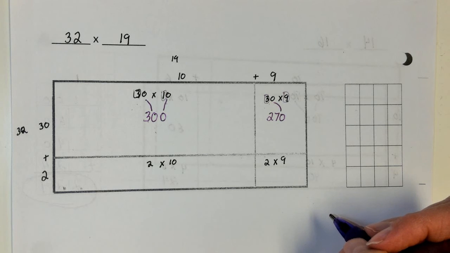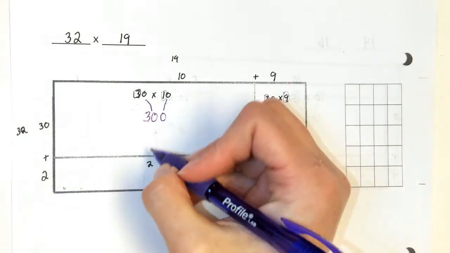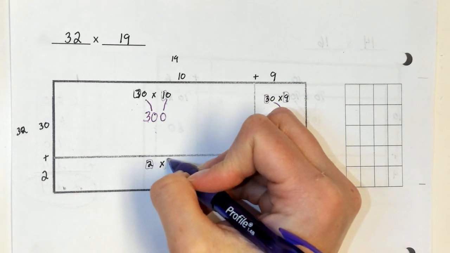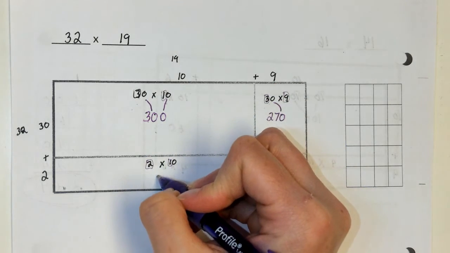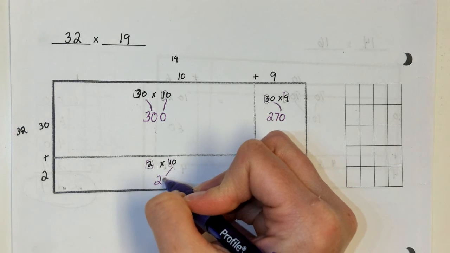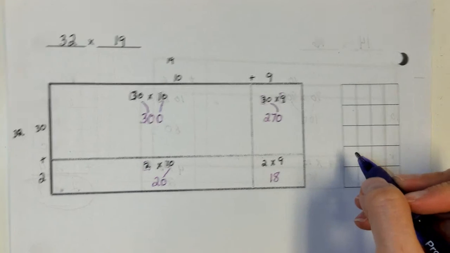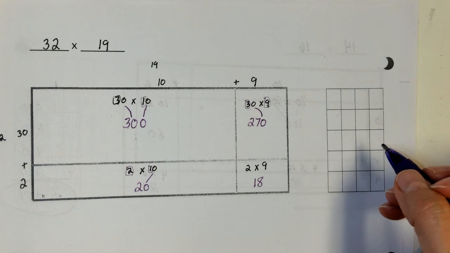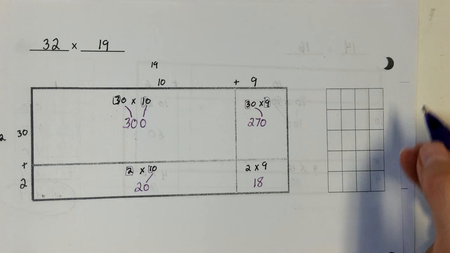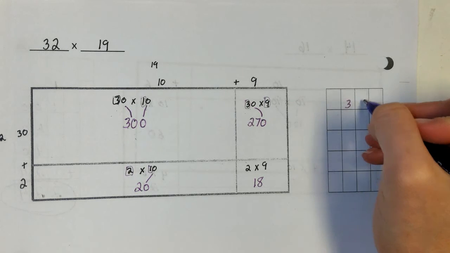Okay, keep following your same processes you've learned. All right, 2 times 10. And 2 times 9, 18. All right, what is my last step? Add the products.